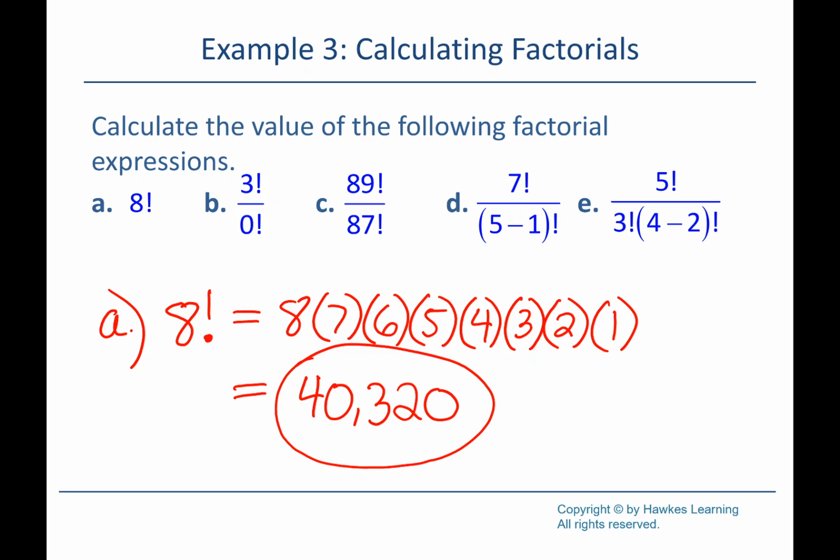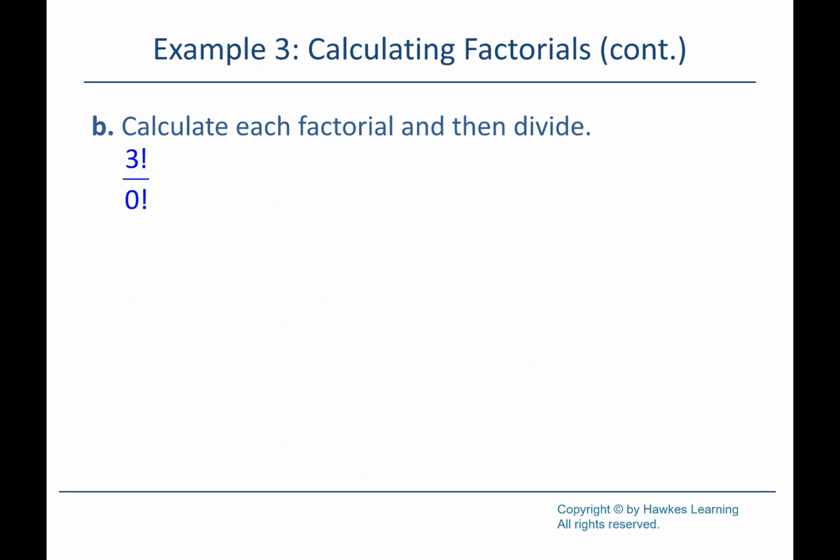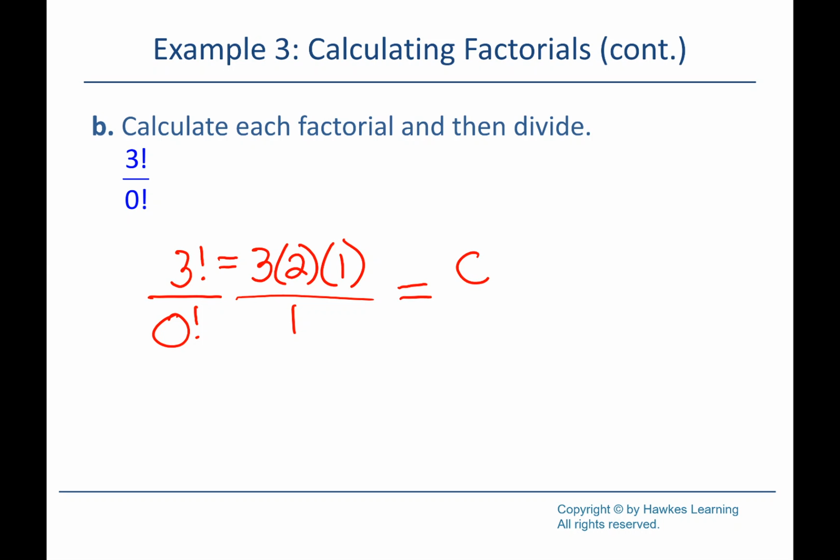So there's A. Let's look at B. We've got 3 factorial over 0 factorial. 3 factorial is 3 times 2 times 1. 0 factorial, do you remember what it is? 0 factorial is just 1. So this thing just turns out to be 6.